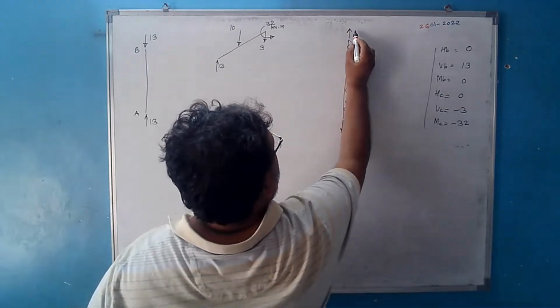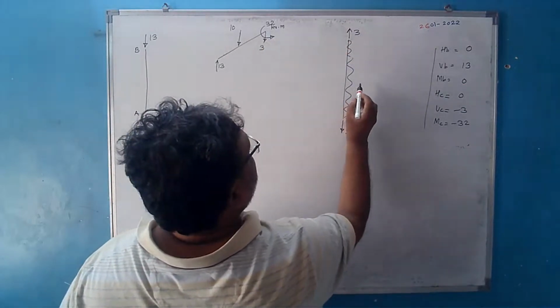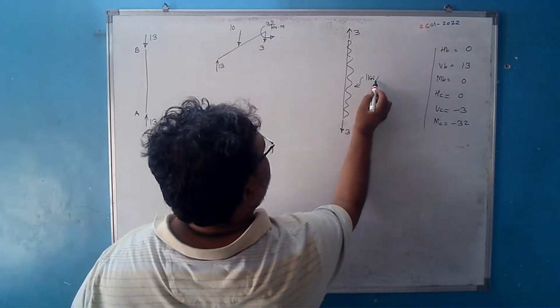This is 3. This is 3. No horizontal. This is 1 kilonewton per meter.